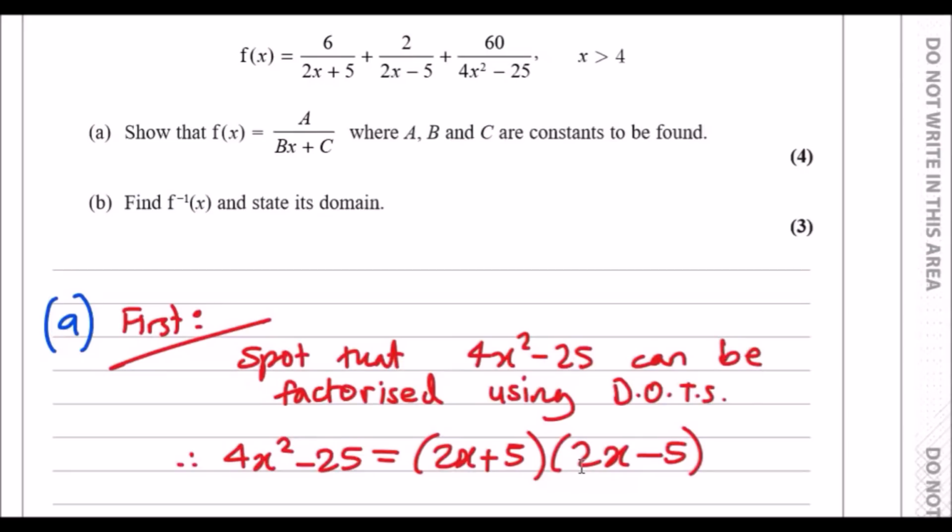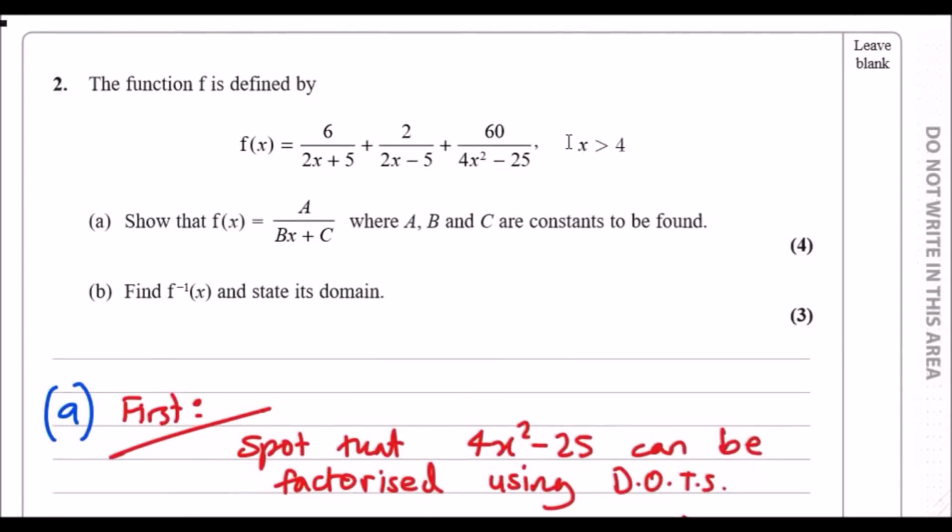Now that's alright. So when you do that, you'll realize that in fact this lower bracket here is actually made up of 2x plus 5 and 2x minus 5. So essentially, when you combine this to a single fraction, you need to make sure that every single denominator has the same terms. So for example, the first fraction is missing 2x minus 5.